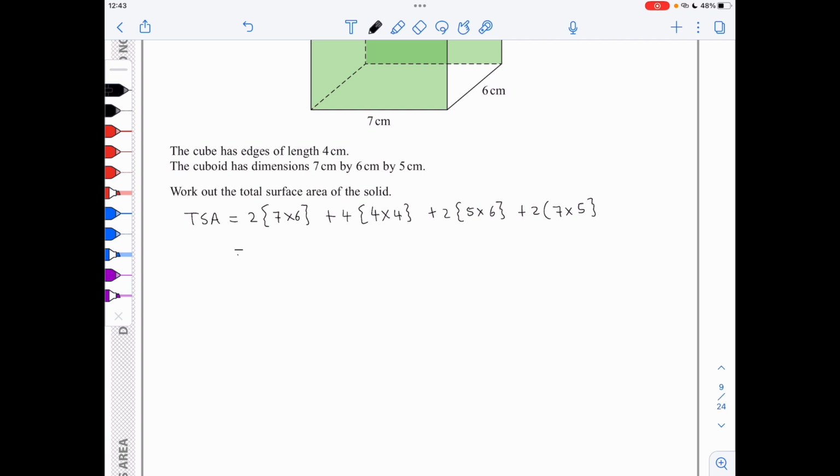So this is 2 times 42 plus 4 times 16 plus 2 times 30 plus 2 times 35, which is 84, plus 64, plus 60, plus 70. Now the 60 with the 70 give me 130. The 84 with the 64 give me 148. So in total, we've got 278 square centimeters.